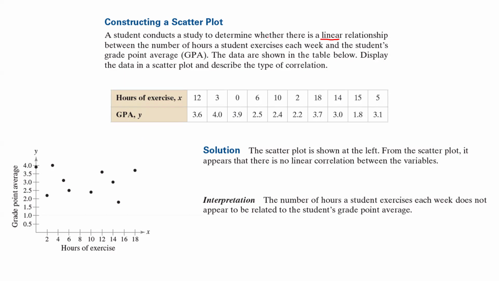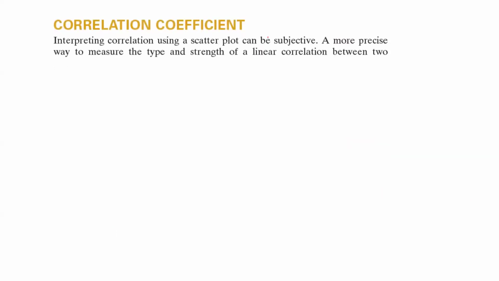So this is the visualization of a scatter plot and how to analyze the data visually. But what is the math behind it?